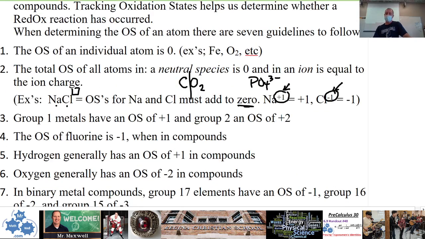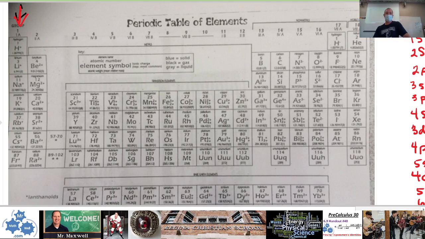And group 2, which are the alkaline earth metals, form +2 ions, so they have a +2 charge. Almost always, almost completely exclusively.